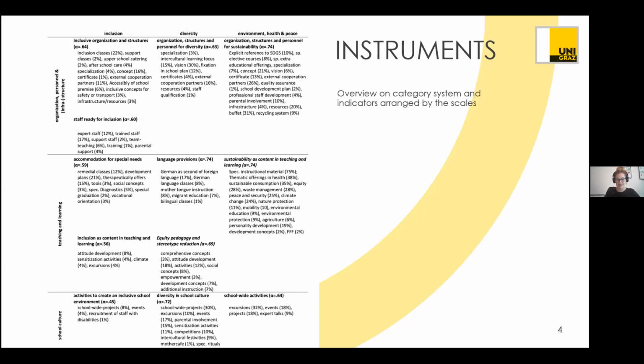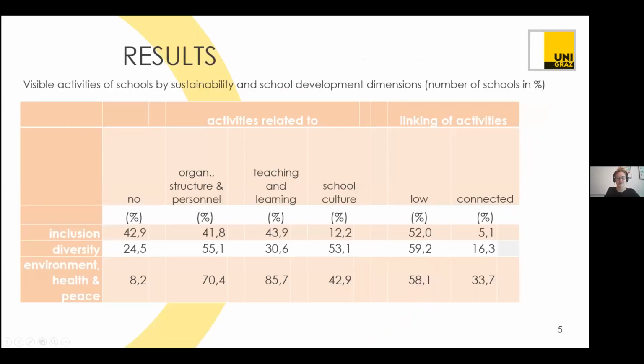Because we have to keep it short, this leads already to my results. Here you can see the visible activities of schools by sustainability and school development dimensions. We had a sample of 98 schools, so the percentage you can also read as the number of schools, more or less. Austria is in the middle of Europe, and as I've said before, inclusion is part of our policies.